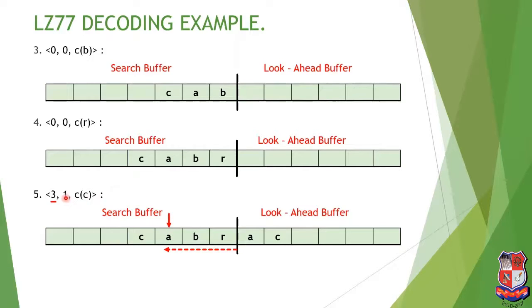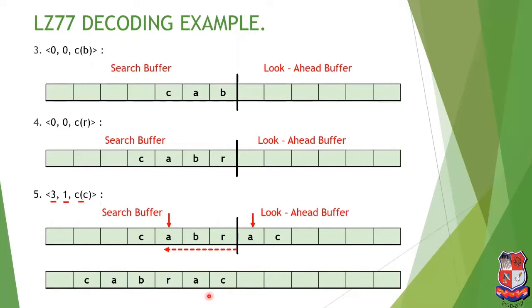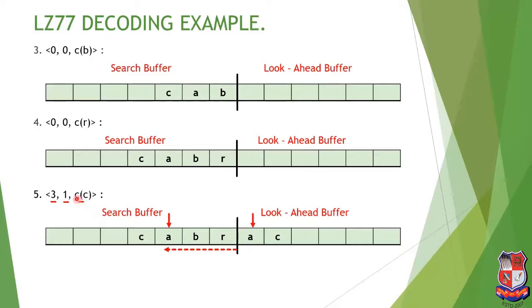Now our length of match is 1. Because the length of match is 1, we copy one symbol, the one that is pointed out here. We copy that symbol A from the search buffer to the look ahead buffer, so write down that A here, and then our code word is C(C). So write down that C into the look ahead buffer.